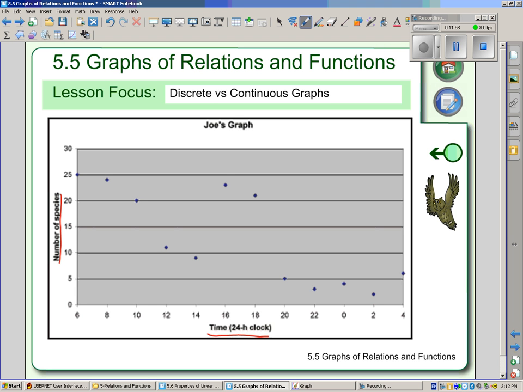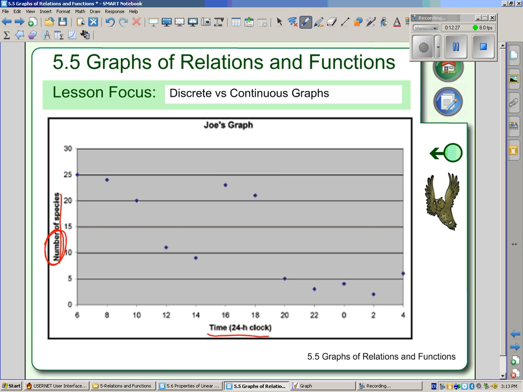So the question is, do I connect these dots? Does it make sense to connect them? So think about that. Would I connect them? Because there is time in between the 6 o'clock and 8 o'clock. If this is morning, there's time there. Should I be connecting that? Or is it because of this? The number of species.